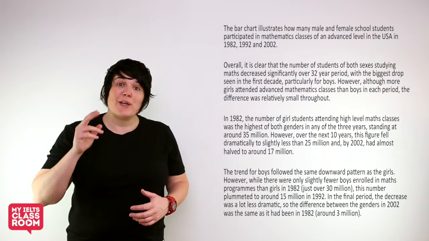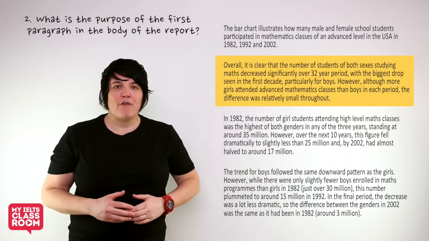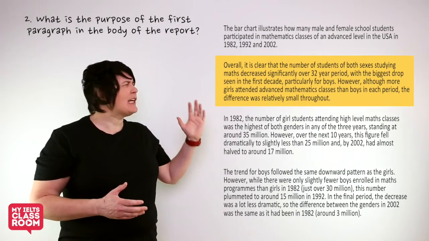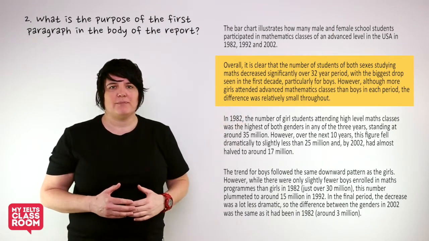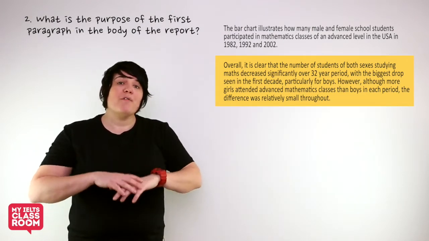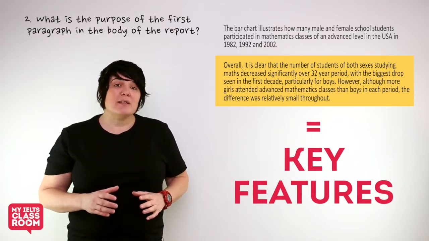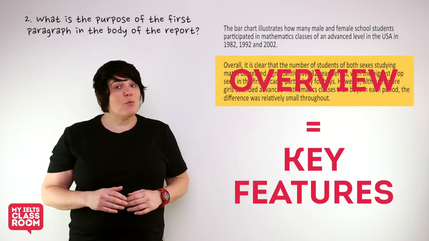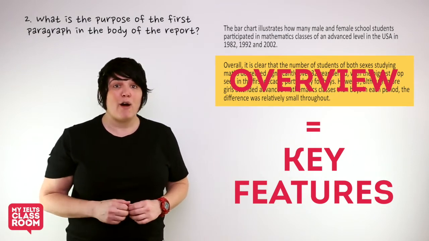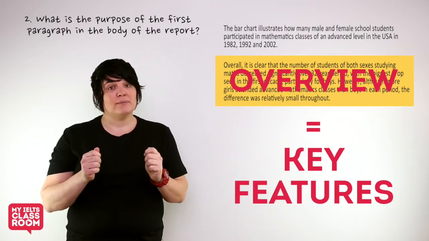Let's move on to question number 2. What is the purpose of the first paragraph in the body of the report? What do you think? What information is included in this first paragraph? I think the first paragraph includes all of the key features or major trends of the chart. We call this paragraph the overview. As you will soon find out, the overview is by far the most important paragraph in your report. If you don't have one, you're in real trouble.